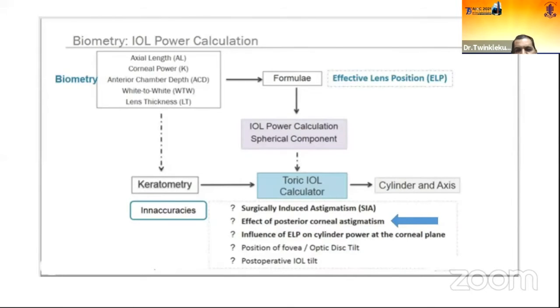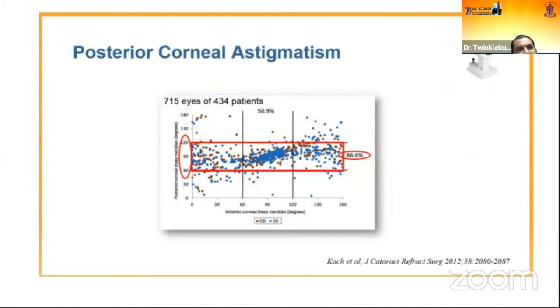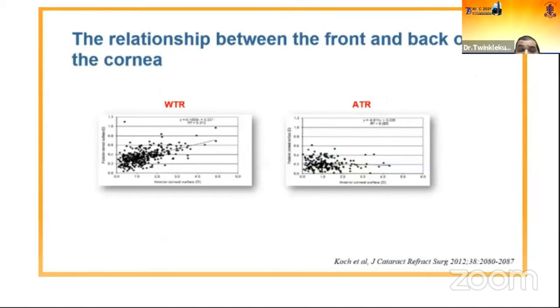Another component is the posterior corneal astigmatism effect. In 2010, Dr. Douglas Koch and Li Wang came out with a paper showing that standard keratometric and topographic machines tend to yield inaccurate results in assessing the net corneal astigmatism. They came out with a clear picture that there is a definite correlation between the anterior corneal astigmatism and the posterior corneal astigmatism. And they found that there is a relationship between the front and back cornea, with the rule and against the rule.